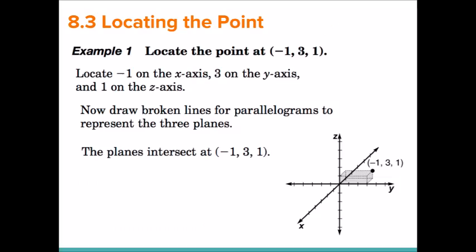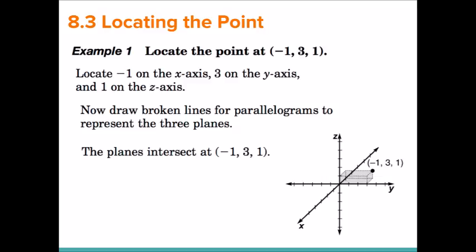So an example would be using coordinates -1, 3, and 1. We're going to locate -1 on the x-axis. That's the normal way you would use it to graph, and then 3 on the y-axis. But one thing that you have to remember is the x is the diagonal axis shown in the graph here, and then y is the horizontal axis, and z is the vertical axis.